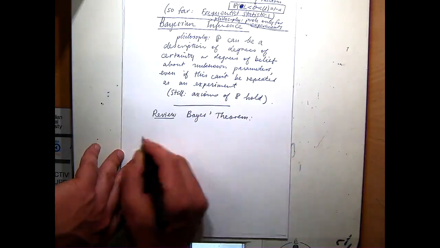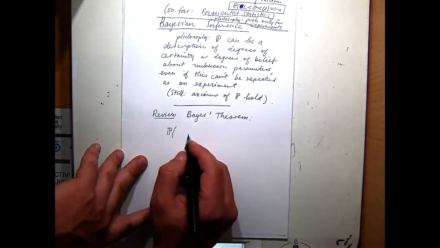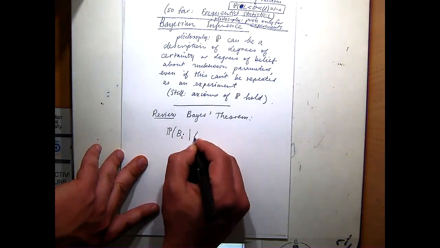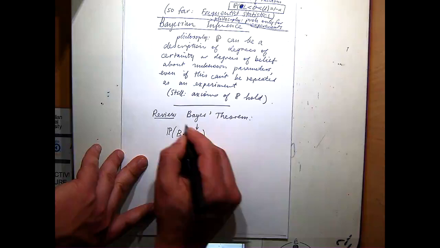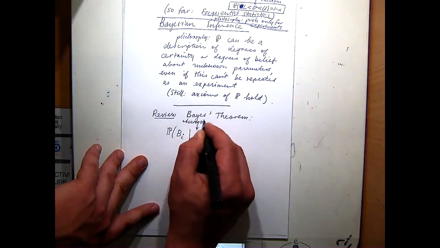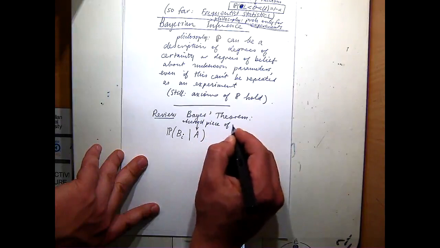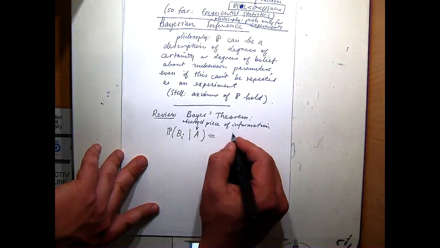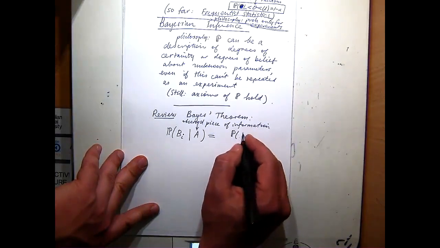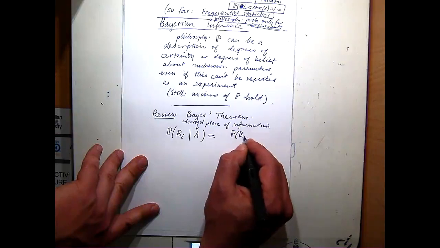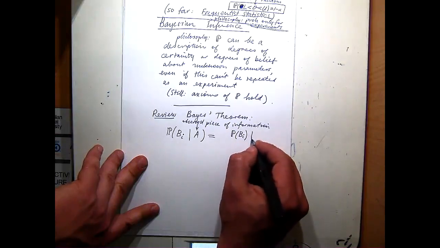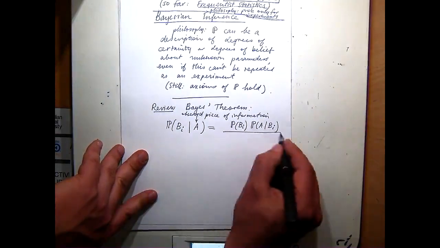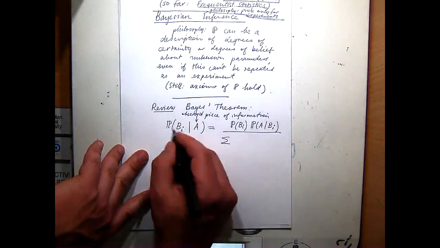Bayes' theorem, as you would recall, is about the chance of being in a particular one of mutually exclusive categories given you observed some piece of information. This will be a new interpretation of the formula we already know. The probability of Bi given A is the probability of Bi unconditionally, times the probability of A given Bi, divided by the same thing added up over all possible categories Bi.